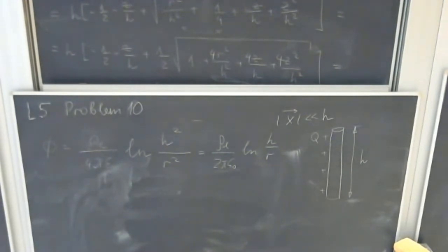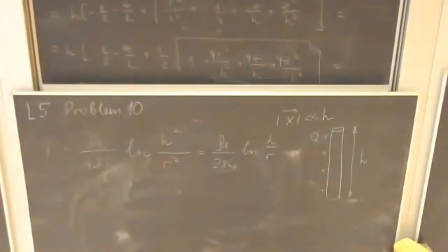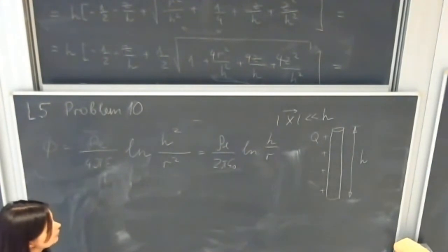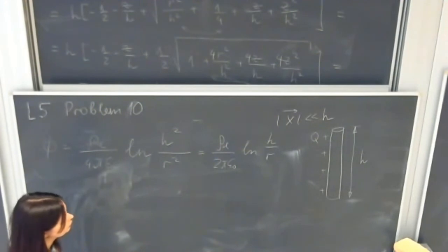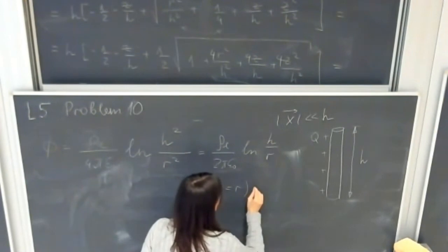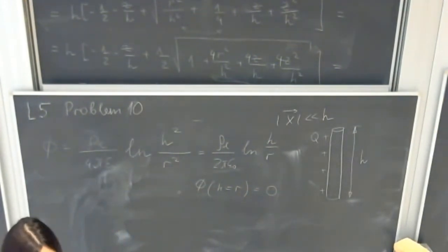And what one can notice here: if H and R are equal, then the potential becomes 0, because the natural logarithm of 1 is 0.